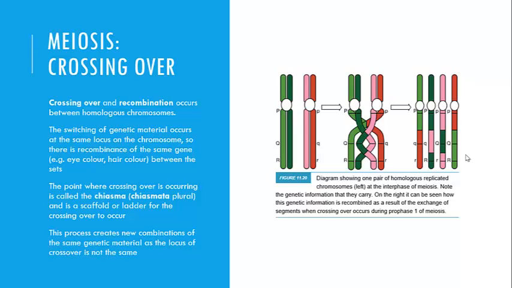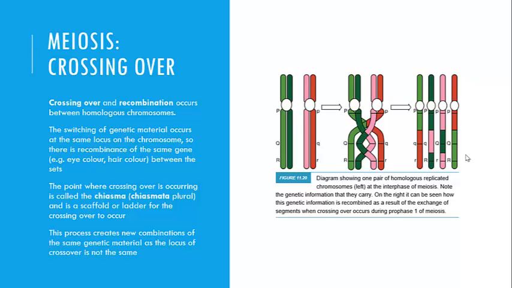So I'm no longer displaying dominant and recessive genes, which we'll talk about a little bit further on, within my set of chromosomes. So what is happening is it's crossing over and creating new combinations, which is why it's called recombination. The switching of genetic material occurs at the same locus on the chromosome. So there are recombinants of the same gene, so eye color or hair color, between the sets. The point where the crossing over is occurring is called the chiasmata for plural, or chiasma.